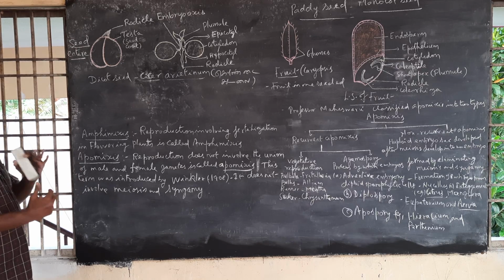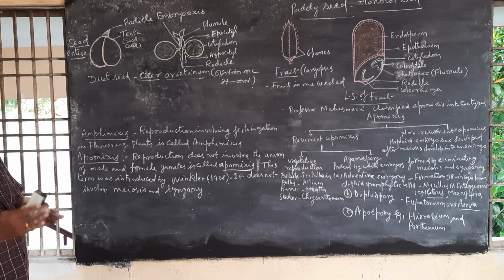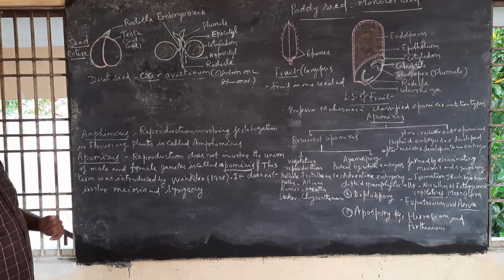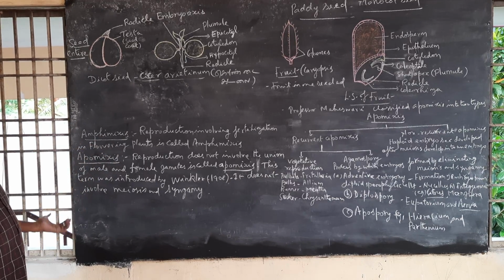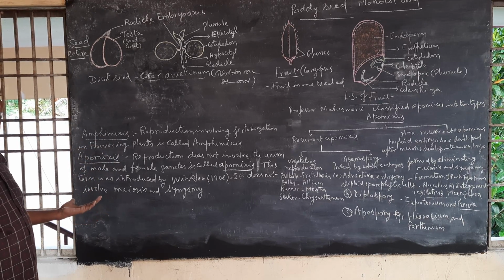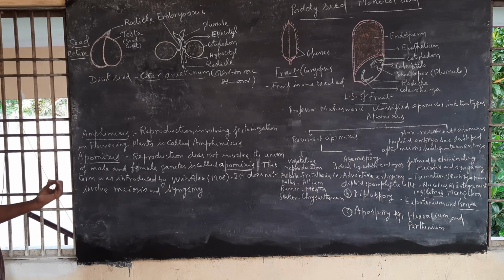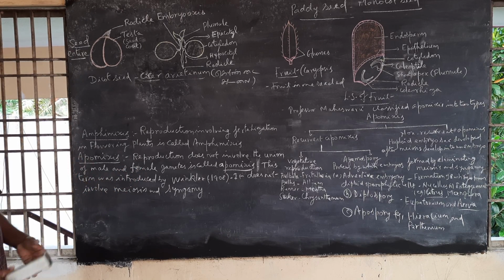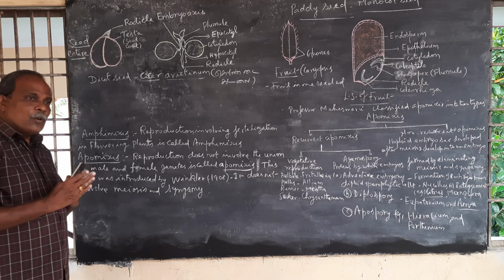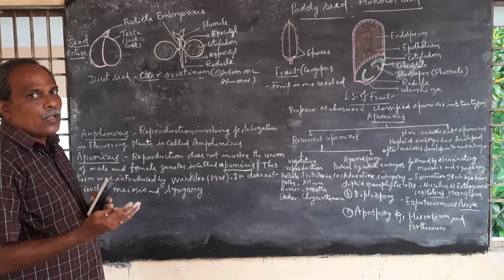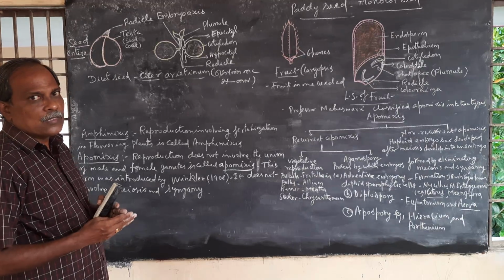Apomixis is another term, another kind of reproduction, alternate to sexual reproduction. Reproduction that does not involve the union or fusion of male and female gametes is called apomixis. Normally sexual reproduction takes place by the union of male and female gametes, which is called amphimixis.